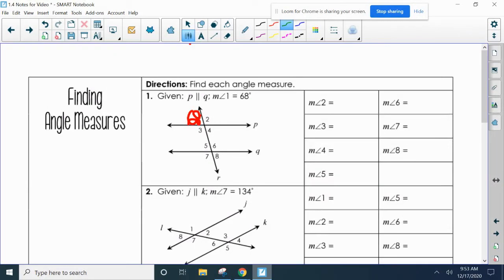I know 1 and 5 are both top left of their little square. And that means they're corresponding angles, and corresponding angles are congruent. So 1 and 5 are both 68. I know that 5 and 3 are both on the inside, on the same side of that transversal, so they're consecutive interior. So what that tells me is that they have a sum of 180. So if I take that 68 from 180, I'm going to get that 3 is 112.